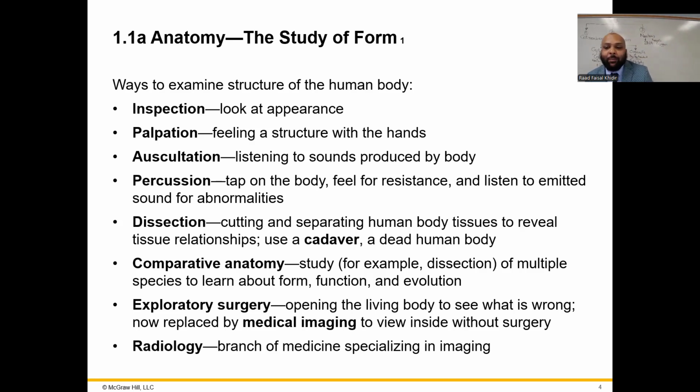Percussion is when you tap on the body, feel for the resistance, and listen to the emitted sound. And this is, by the way, obsolete. This is back in the day. Now we do ultrasound to see if the liver is enlarged, hepatomegaly, or splenomegaly. Nobody is going to tap for that, unless you are in my country, where they don't have the technology, especially in the villages. So you still use those. It's really not obsolete, because one day I believe we're going to go back to these kinds of days.